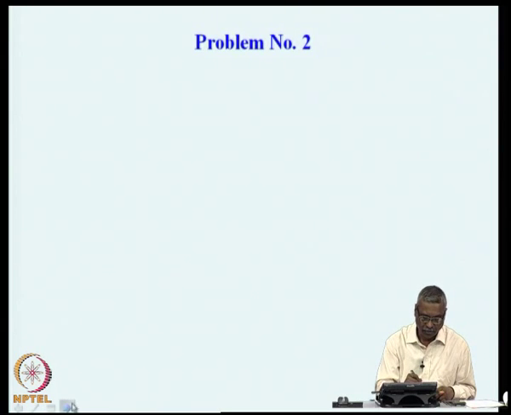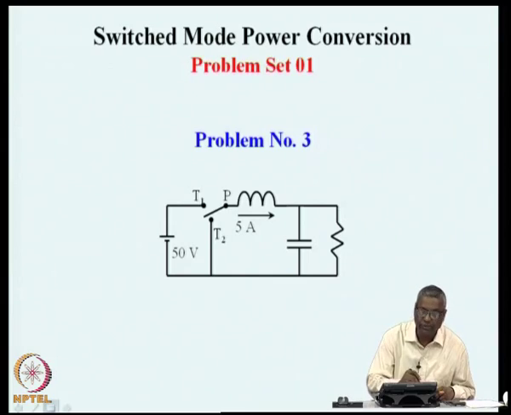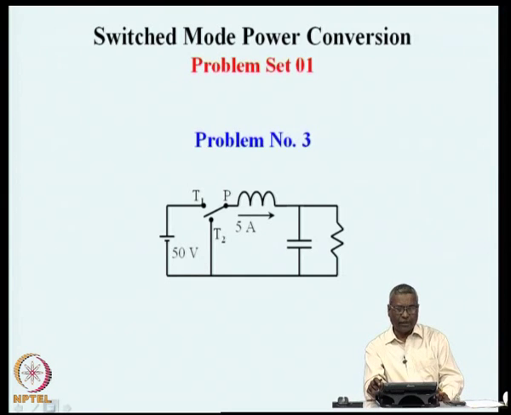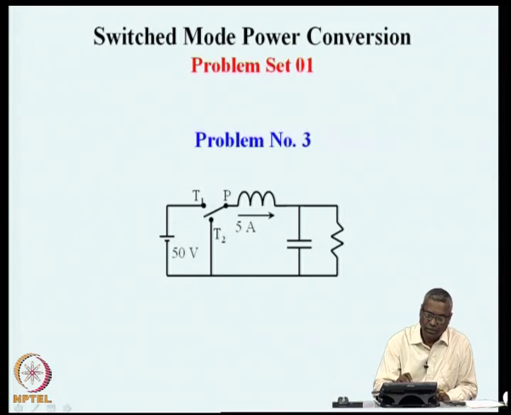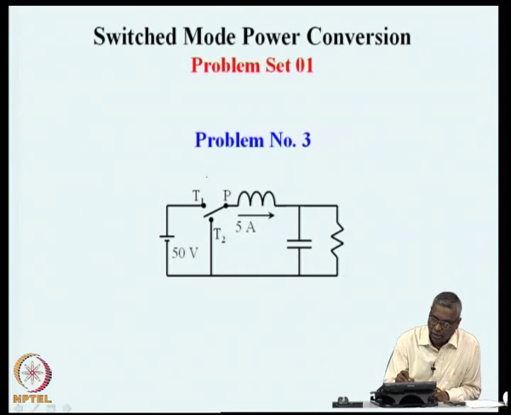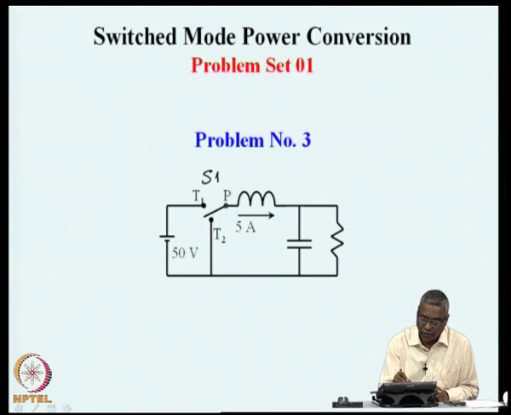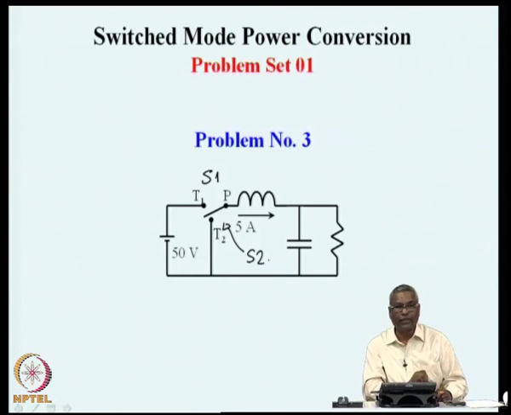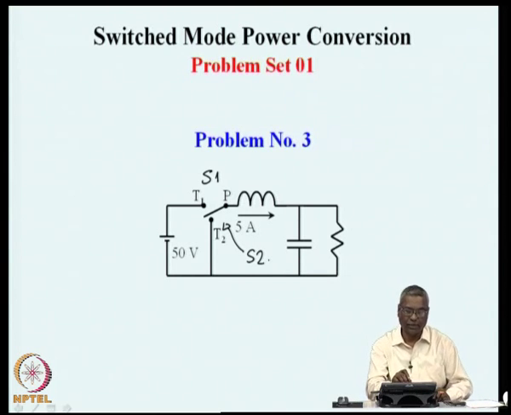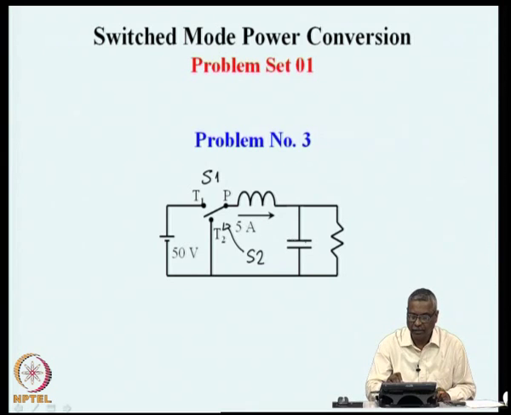Okay. So, let us move on to the next question. What we have here is a circuit which has two switches. What you see here is P1 T1, which is switch 1, and P2 T2, which is switch 2. So, there are really two switches in this circuit, with an inductor, capacitor and a resistor.